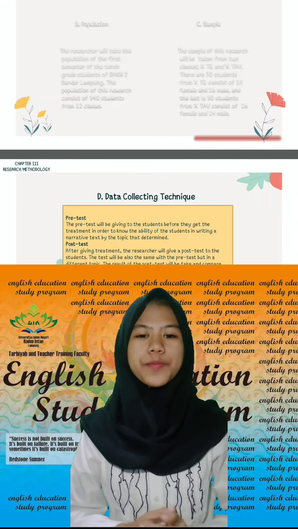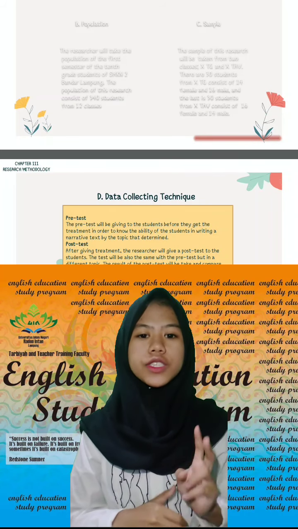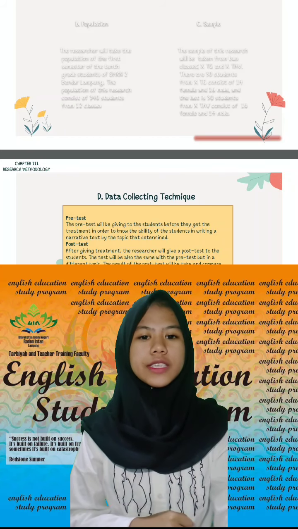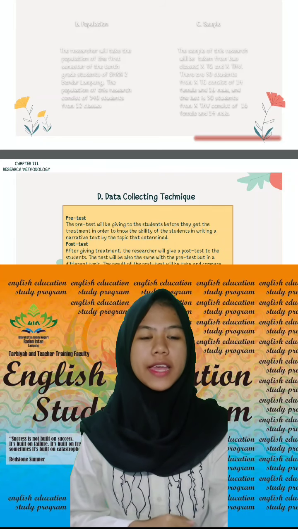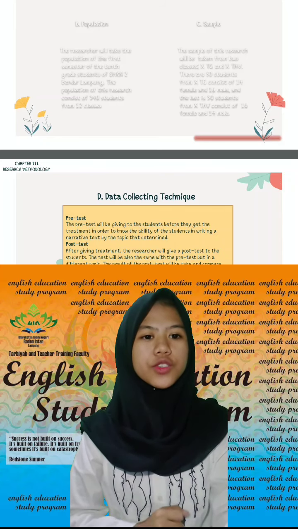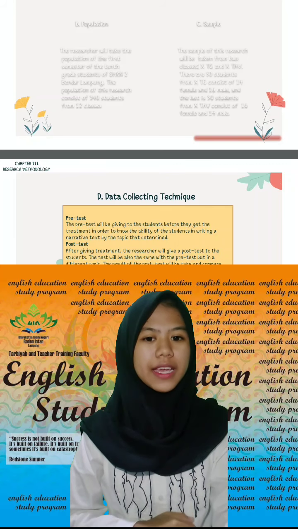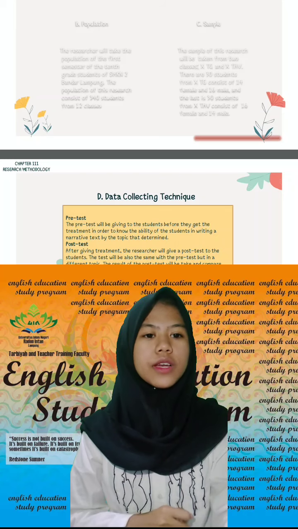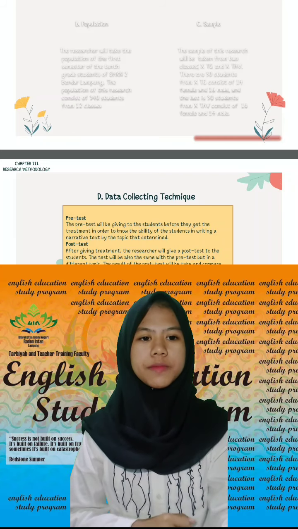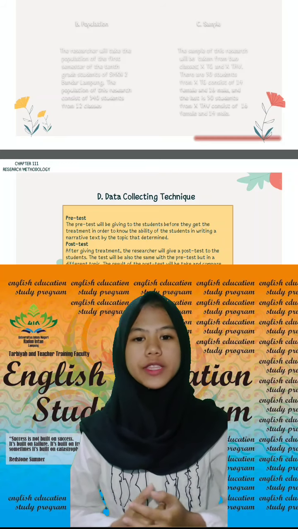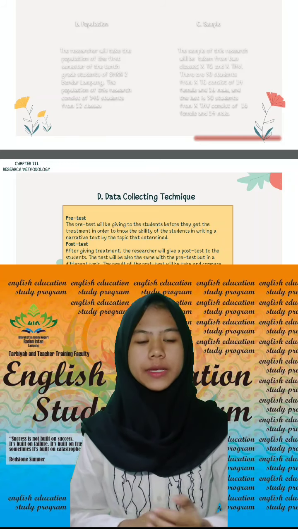So the next is sample. In this research, the researcher will choose two classes from all the population. The two classes are 10 TKG1 and 10 TKG2. There are 30 students from 10 TKG1, consisting of 14 females and 16 males. And from 10 TKG2, there are also 30 students, consisting of 16 females and 14 males. The sample in this research will be taken by using cluster random sampling.